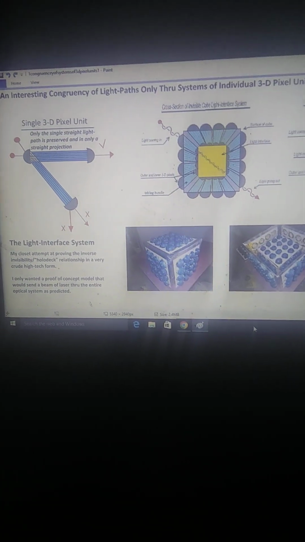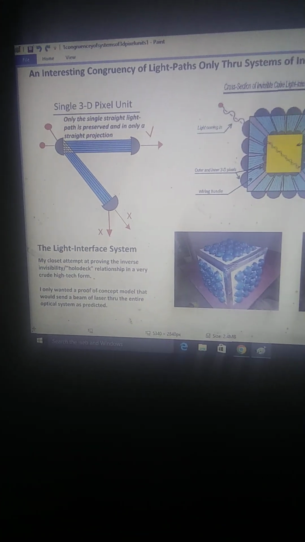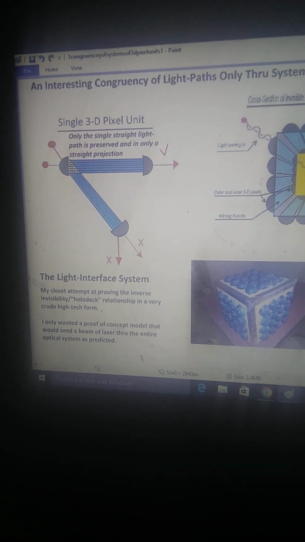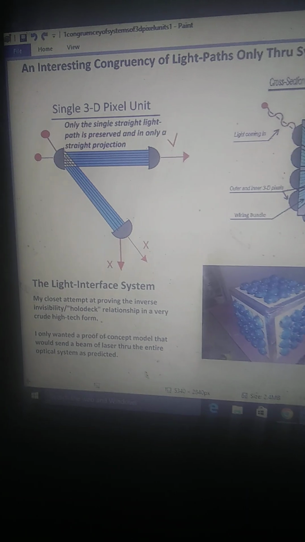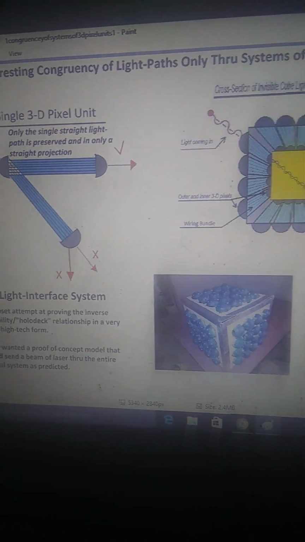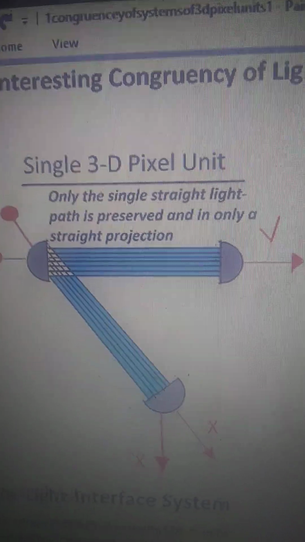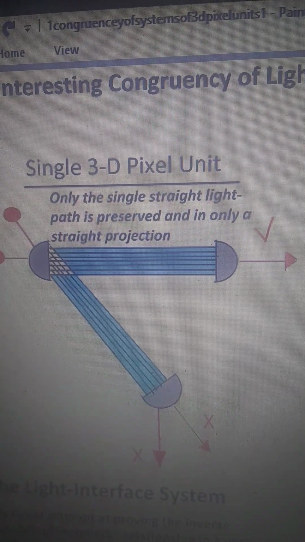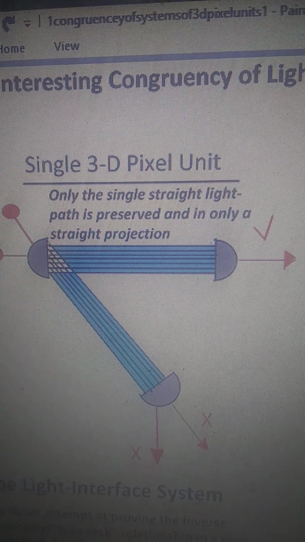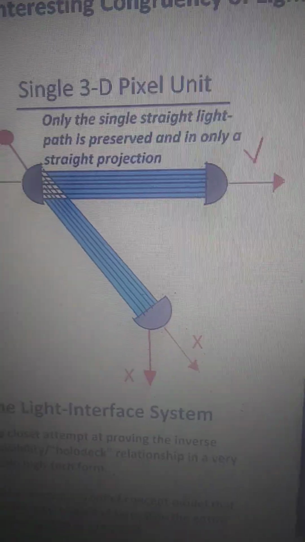I don't intend this to last too much longer than a minute, but it might. I want it to be a short where people can get the gist. This is the heart of invisibility and holodecks, the inverse relationship between cloaking and an interesting congruency of light paths only through systems of individual 3D pixel units. A single 3D pixel unit, only the single straight light path is preserved and in only a straight projection.